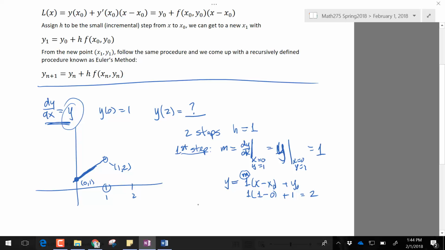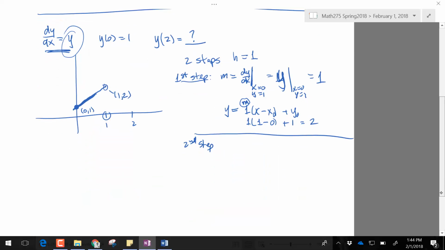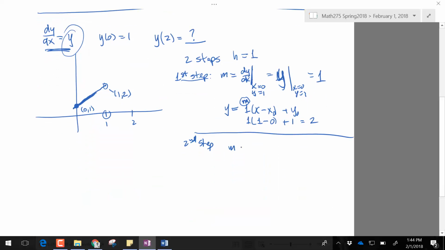So now we're going to do the same thing, except by the time you get to 1 comma 2, your slope would have changed, right? So imagine again the slope field's in the background, your slope probably changed over there. So we have to figure out what your slope is at this point 1 comma 2. So second step for our 2-step process. We got the slope now is dy/dx evaluated at the new point that you're sitting in. You're sitting at the point x is equal to 1 and y is equal to 2.